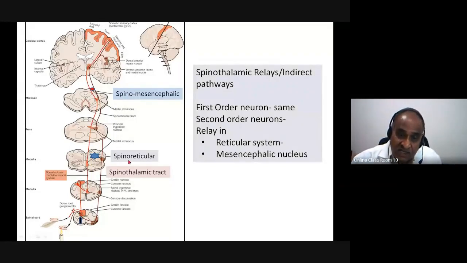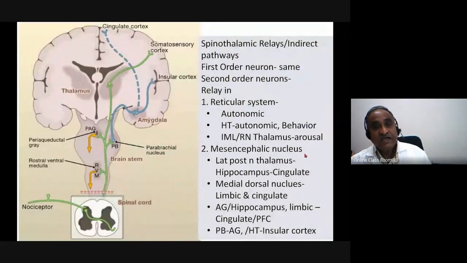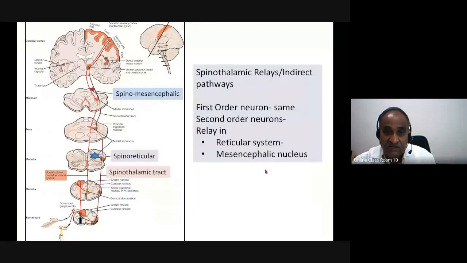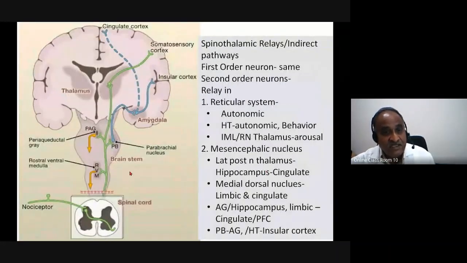So now these are spinoreticular relays, and we have another relay here in the mesencephalon, somewhere around the periaqueductal gray. These are spinomesencephalic neurons, and these are the two neurons. That means first order neurons same as this. These are indirect pathways I was trying to talk about. One, there is a relay in the reticular system. There is a relay in the mesencephalic nucleus. What I was trying to show here is not very clear, so now this precisely describes that.